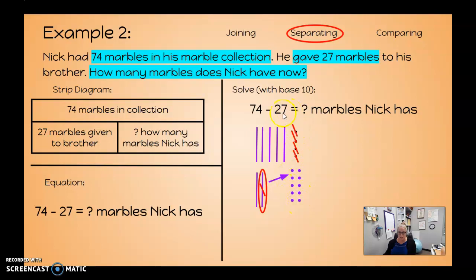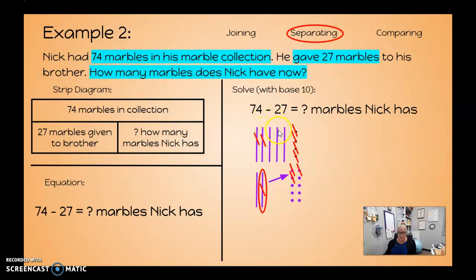Now I can actually take away my 7. So I've taken away 1, 2, 3, 4, 5, 6, 7. So now I've taken away my 7 ones and I need to take away my 2 10s. So I'm going to take away 2 10s, 1, 2, now they're gone. Now in order for me to figure out how many I have left, I'm going to count all the parts that are not crossed off.